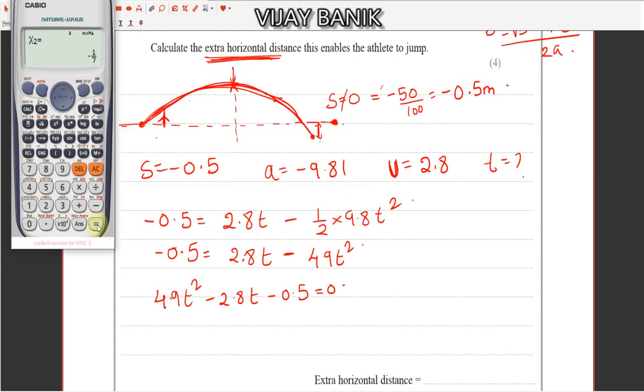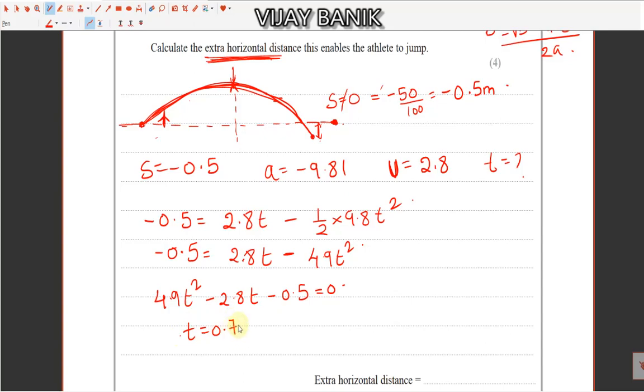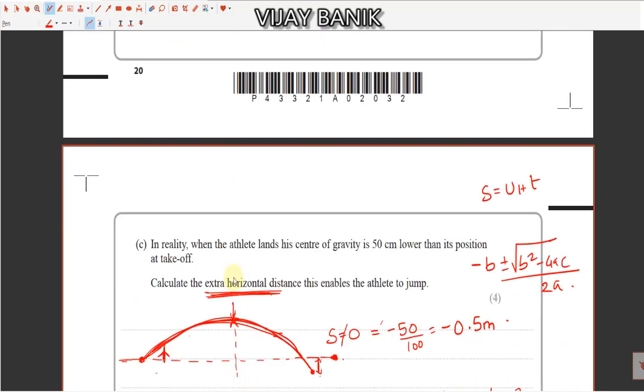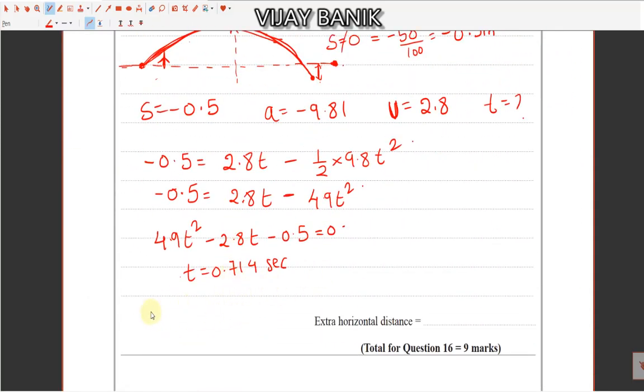So you end up getting a negative time, but time cannot be negative. So 5 by 7, how much is it in the calculator? It's 0.714. So your time is 0.714 seconds. What was the time we got before? It was 0.57. So the extra time he has traveled is 0.714 minus 0.57, that's around 0.144 seconds. 0.144 seconds he has traveled extra.